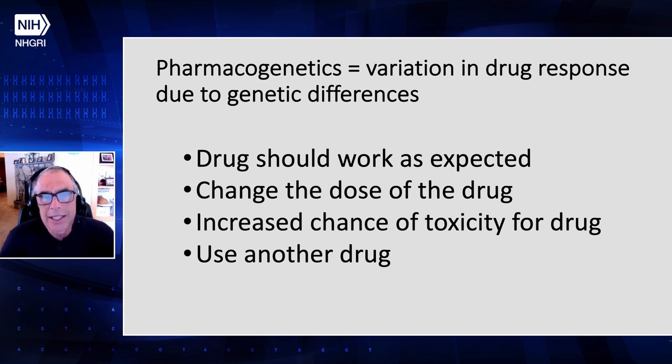So pharmacogenetics is the variation in drug response due to genetic differences. The vision for pharmacogenetics is every patient will be sequenced and we'll know what variations they have in important genes so that we can figure out if the drug will work as expected, or we should change the dose of the drug, or we need to be on the lookout for increased toxicity, or maybe just use a different drug. And this is rapidly becoming a reality.